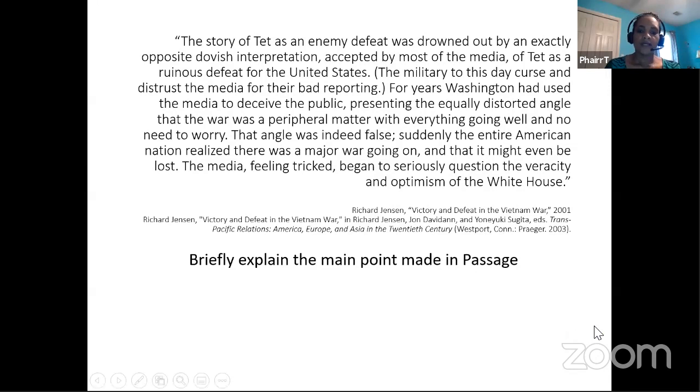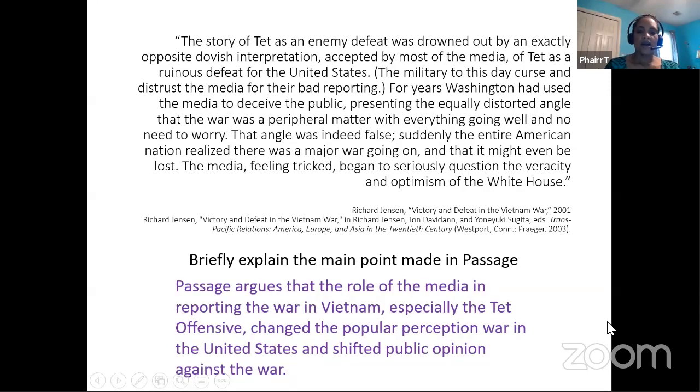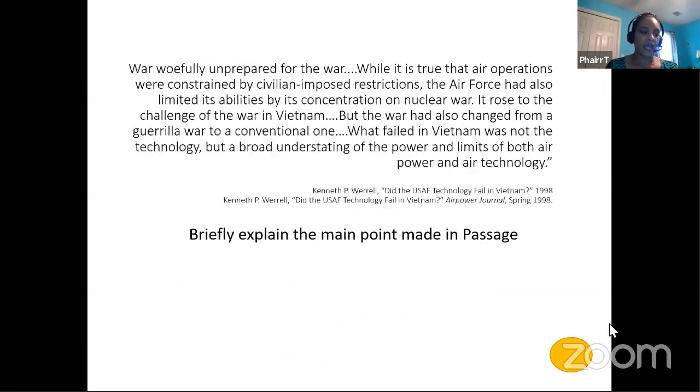Okay, so here is a possible explanation. It argues that the role of media in reporting the war in Vietnam, especially the Tet Offensive, changed popular perception of the war in the United States and shifted public opinion against the war. And one thing that you could mention, especially, is a lot of the protests that happened in the 1960s. Kent State would be a great example of that if they were going to give you some outside information. For the sake of time, we're going to kind of go through this one.